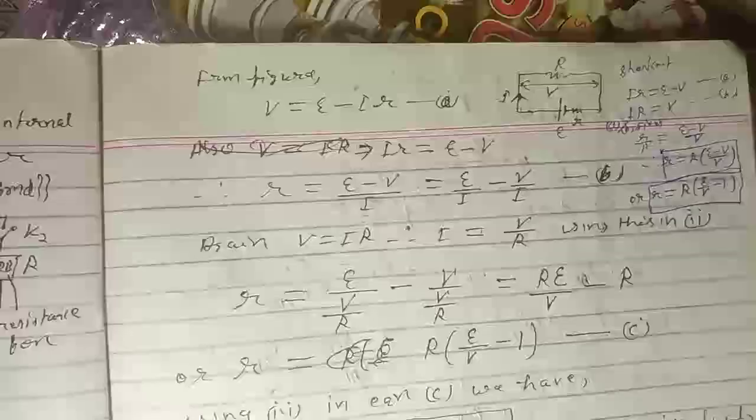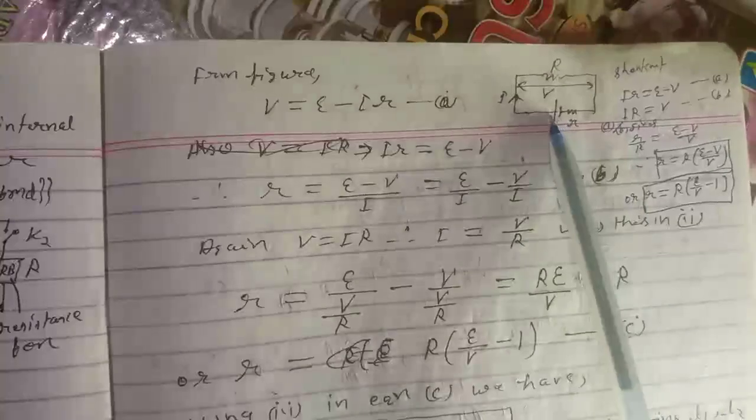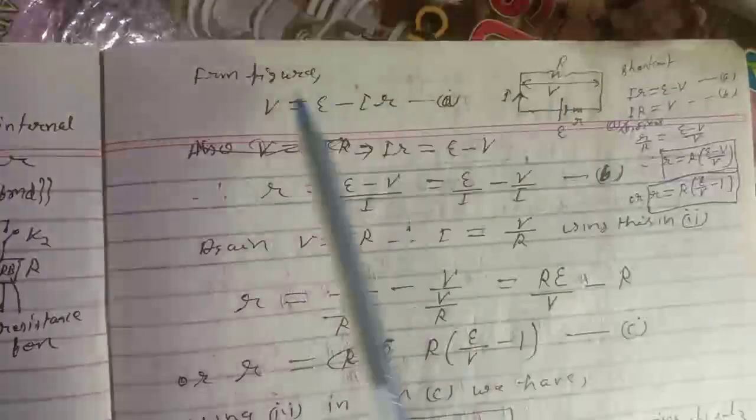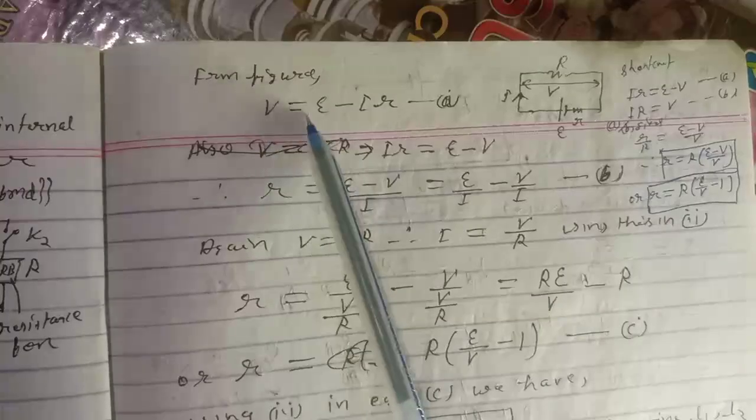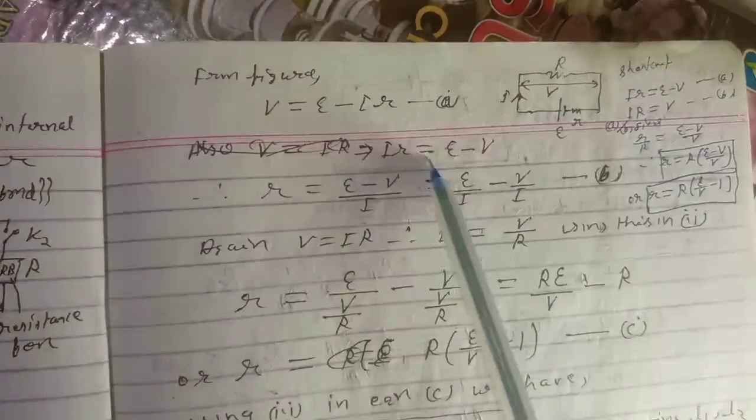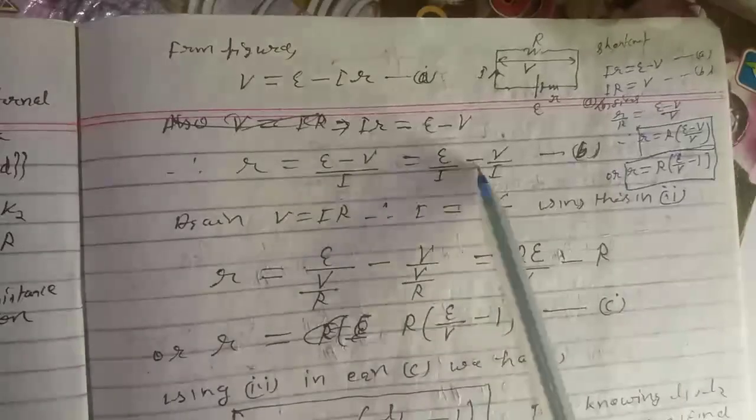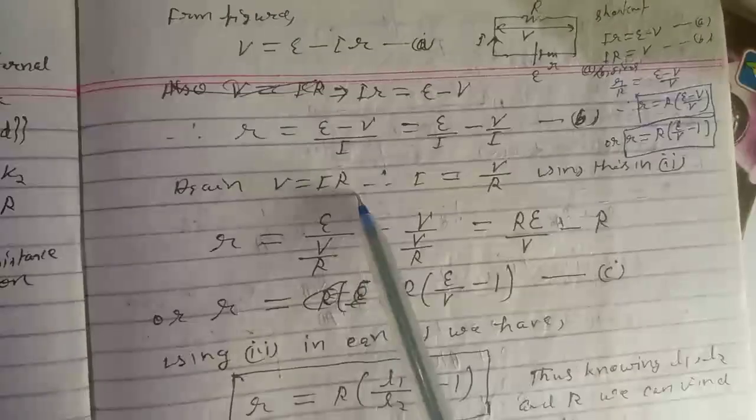Again, we know that from the figure, in this circuit, it is an EMF cell with internal resistance r, and this is the external resistance R. In this case, from the figure, V equals E minus Ir; it has been shown that the terminal voltage is equal to EMF minus I into r. Now this implies Ir will be equal to E minus V, and r equals (E minus V) by I, or E by I minus V by I. This is equation B.